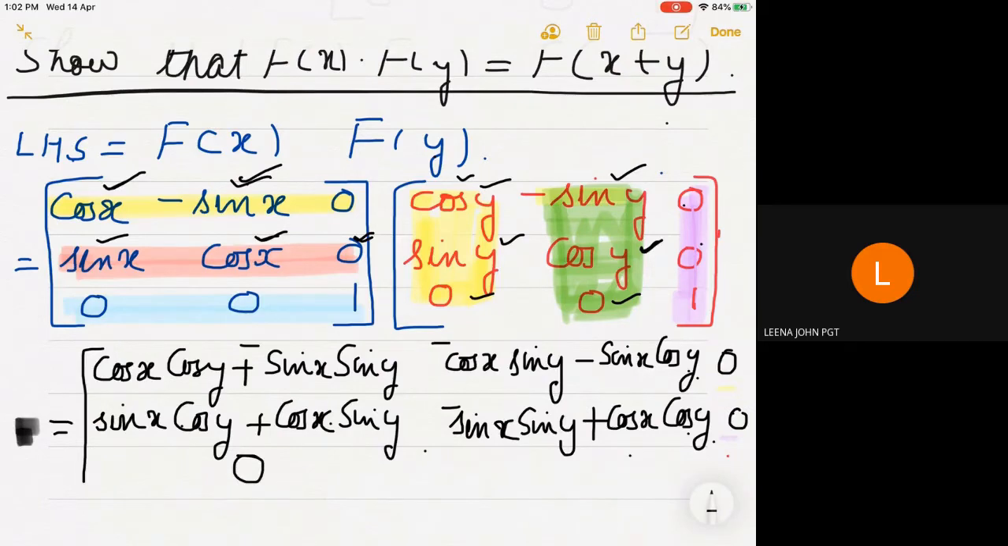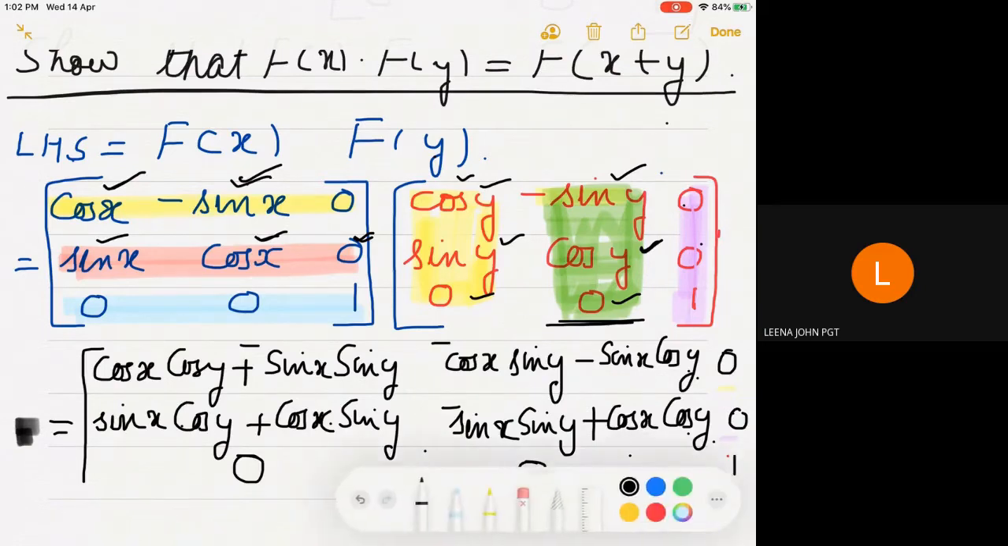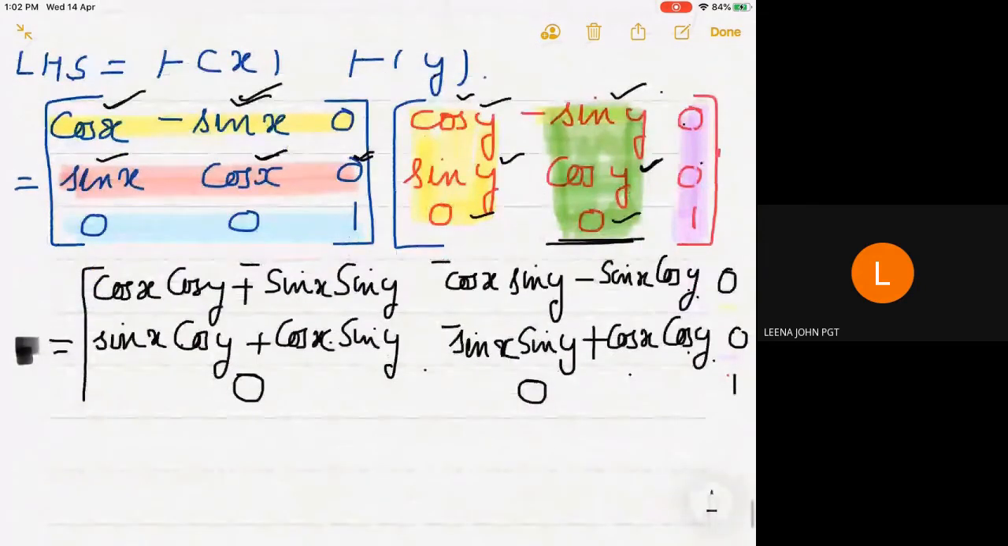Again, the third row you are multiplying with the second column. You can see that on multiplication you get 0. And here the third row with the third column you will get the final answer as 1. So you are getting the product matrix now. You can close down the symbol here.